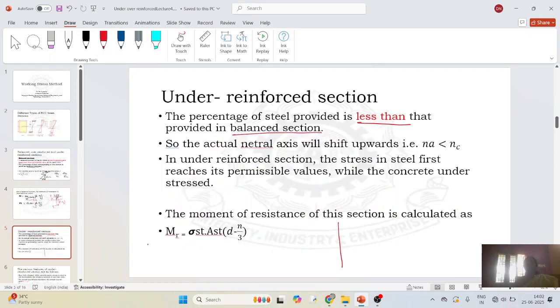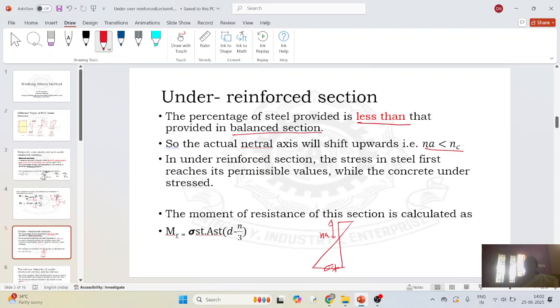In under-reinforced sections, the steel first reaches its maximum value compared to the concrete. So the actual neutral axis is lesser than the critical neutral axis. This is your actual neutral axis. NA is lesser than NC. The maximum stress reaches the steel first, so the actual neutral axis will shift upwards.